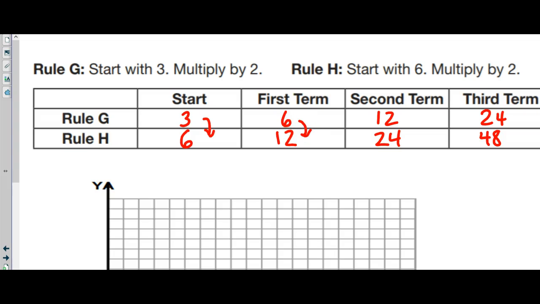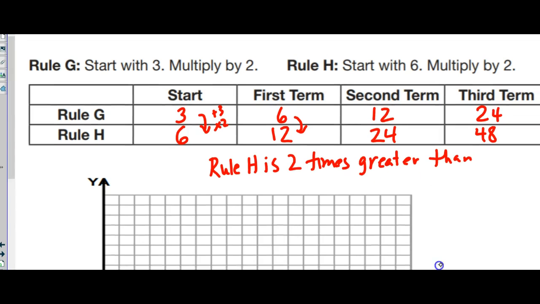So the whole way across, we need to look at those. It could be 3 plus 3 is 6, or 3 times 2. So let's check both of those. Well, 6 plus 3 is 9, so that's not going to work. So let's try the times 2. 3 times 2 is 6. 6 times 2 is 12. 12 times 2 is 24. So the relationship here is that rule H is 2 times greater than rule G.